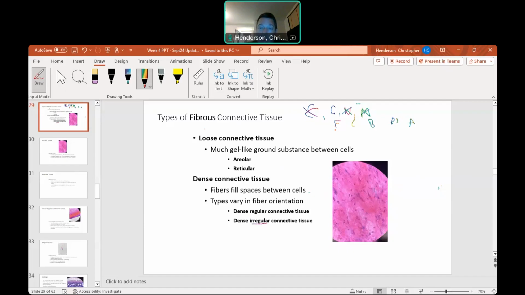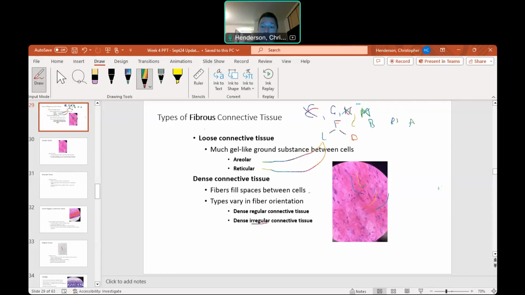Now, what are the two types of connective tissue? There's loose and there is dense. What are the two types of loose? Areolar and reticular. Where do you find areolar? You're going to find that underneath epithelial tissue. It's loose, so it has room for blood vessels to travel in to supply those cells. Because what? Because epithelial cells are avascular.